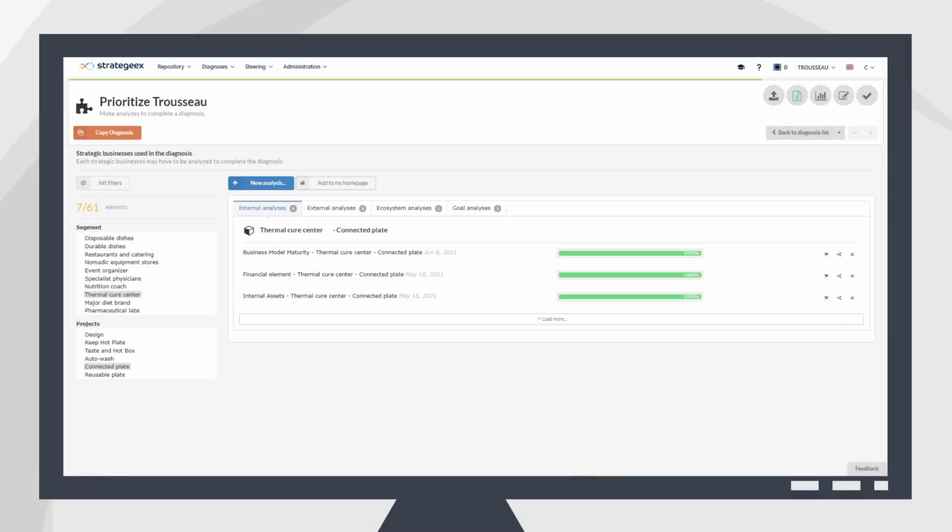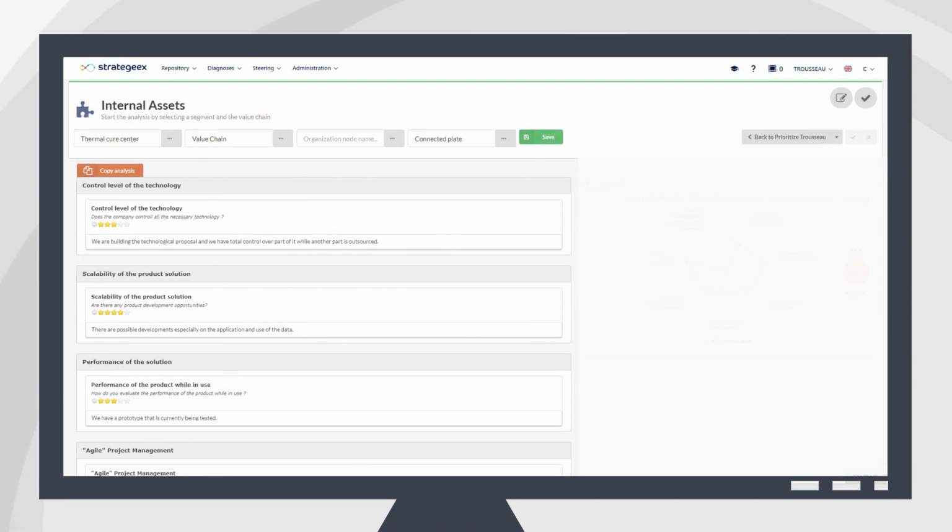We still must fill in one last questionnaire, the one on internal assets. It is a question of seeing if the company has the necessary assets for the development of the project to reach the studied segment. It is your knowledge of the company that allows you to evaluate each item.